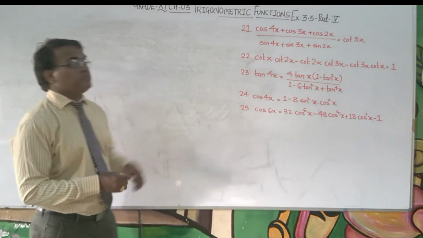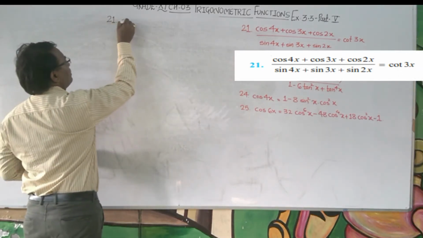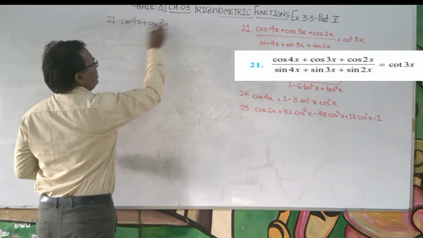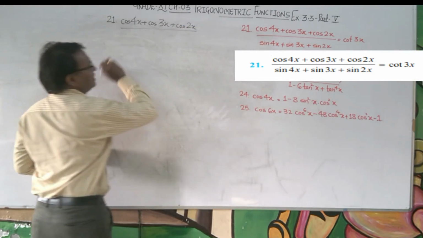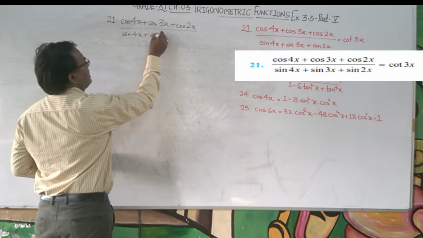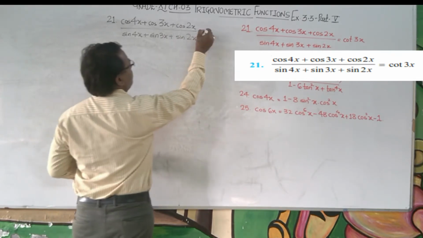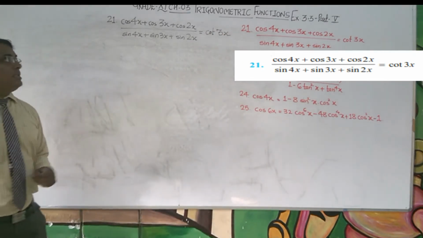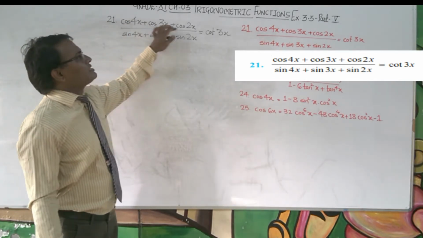Sum number 21. What is that? Sum number 21 is (cos 4x plus cos 3x plus cos 2x) divided by (sin 4x plus sin 3x plus sin 2x) is equal to cot 3x. Now there are three terms: cos 4x, cos 3x, cos 2x.